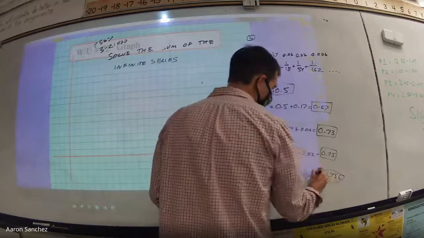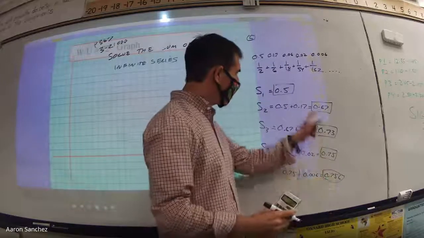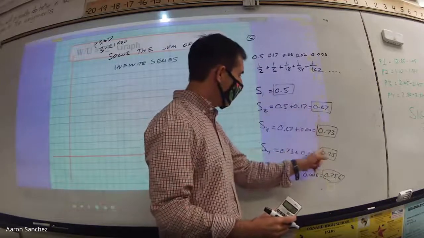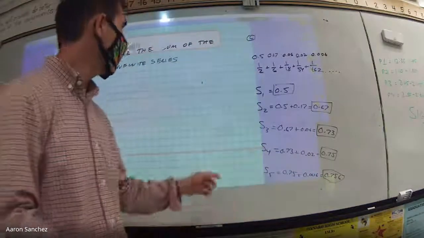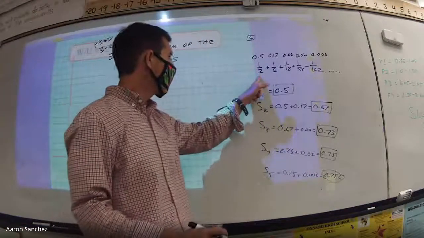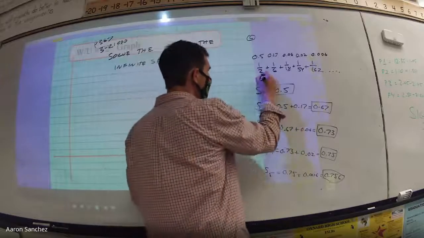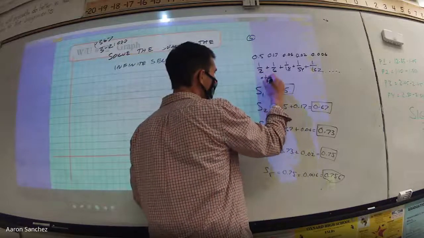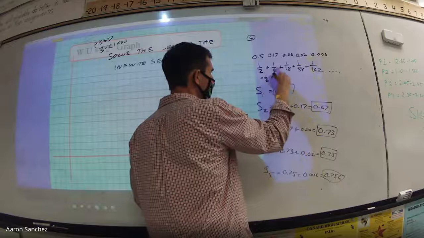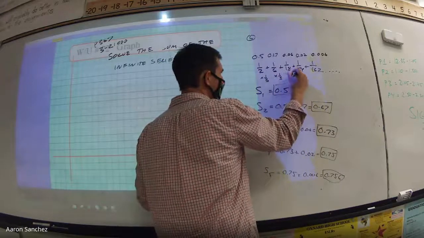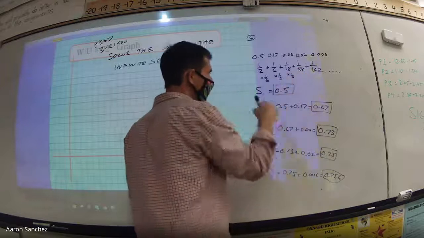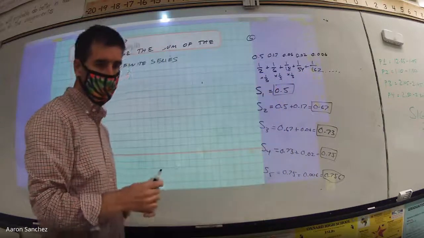Notice it doesn't get much bigger as we go, because what am I multiplying by? I'm multiplying each of these. My common ratio is 1/3. 1/2 times 1/3 is 1/6. 1/6 times 1/3 is 1/18. 1/18 times 1/3, and so forth and so forth. So my common ratio is 1/3.